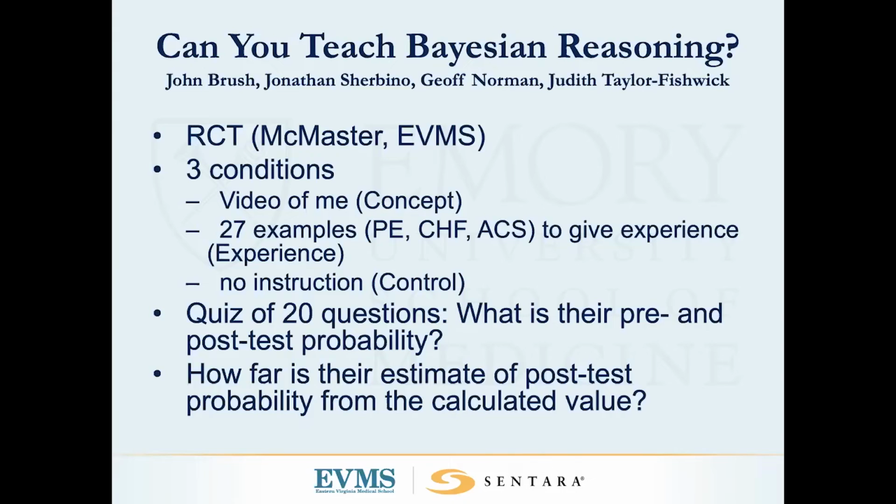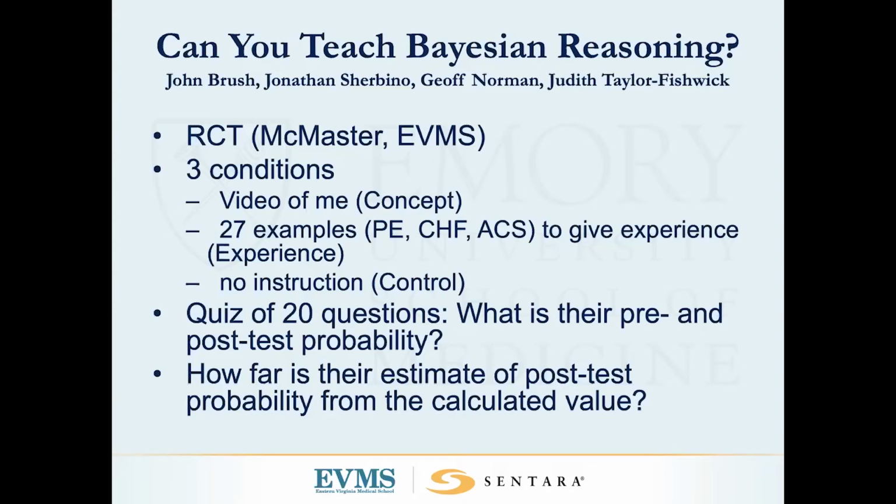And at the end, we gave the participants a quiz of 20 questions. We asked them what was the pretest probability of a particular diagnosis. We didn't ask them to come up with a diagnosis. We said, what is your pretest probability of pulmonary embolus or heart failure? And then based on their pretest probability, we calculated what the post-test probability should have been based on Bayes' rule.